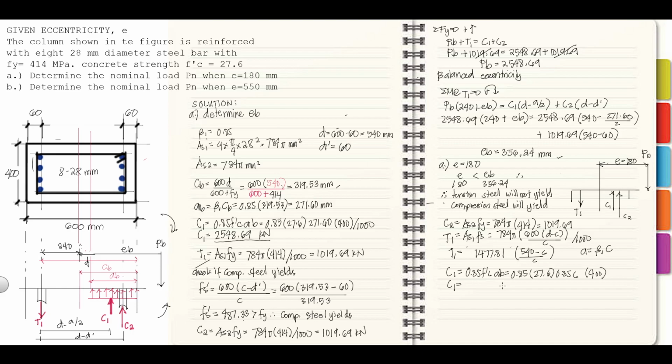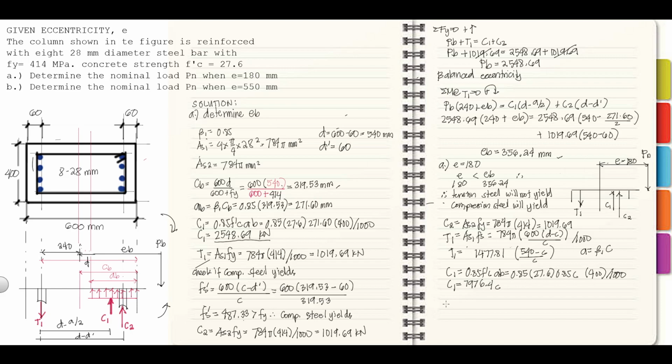And 177.81. And then for next, C2. So, in C2, with C1. Okay? Divide natin ng 1,000. So we'll have a value of 0.85 times 27.6 times 0.85 times 400. Meron tayong value ng 7976.4 C. Yan magiging C1.